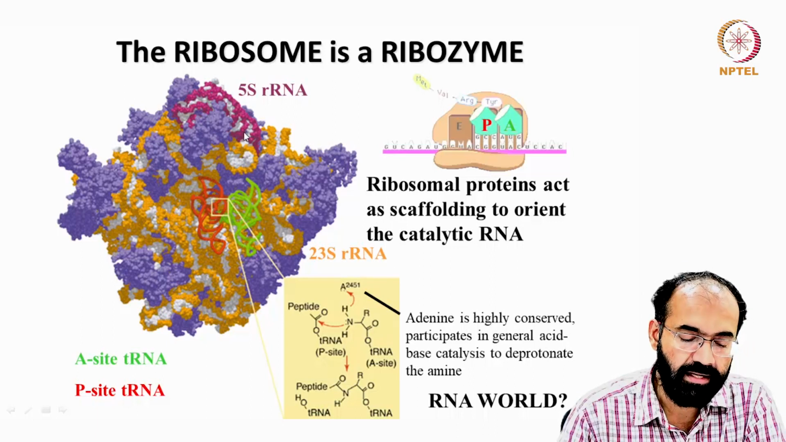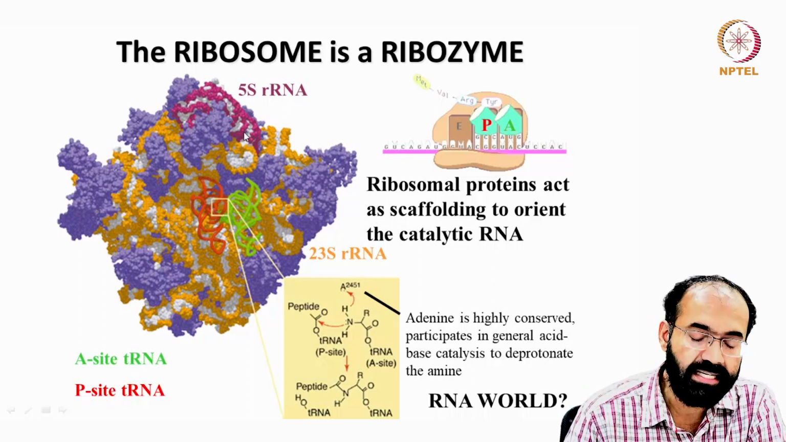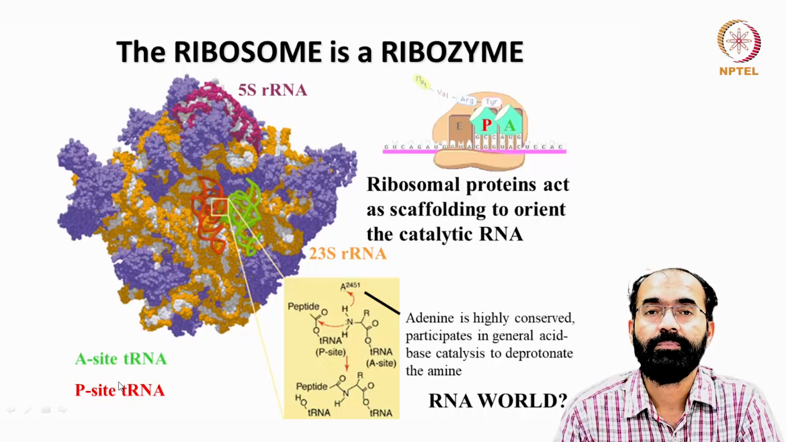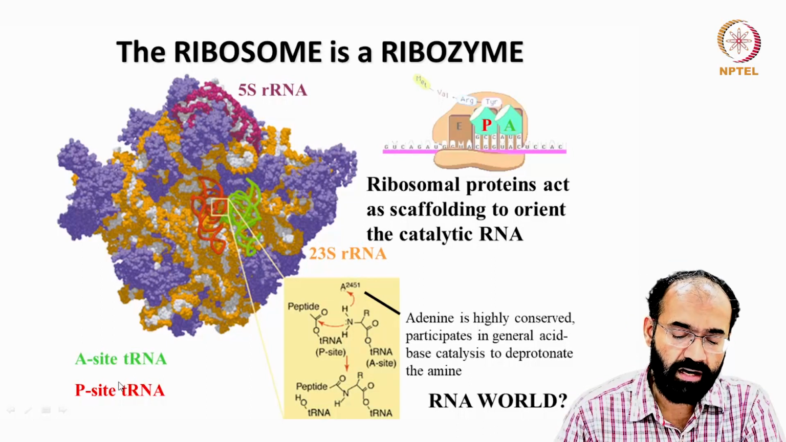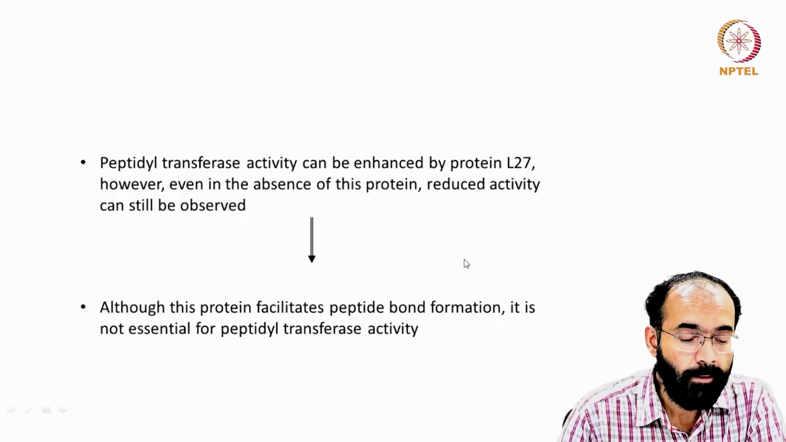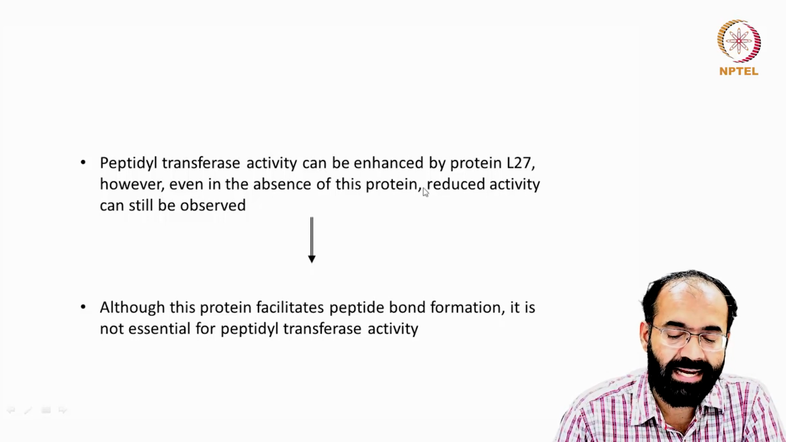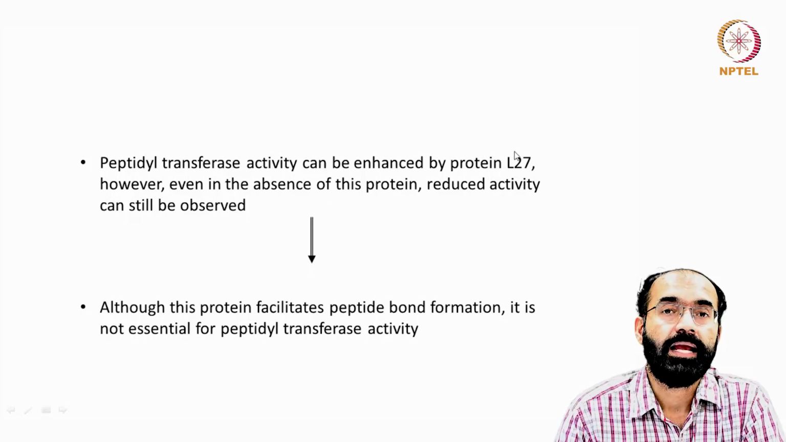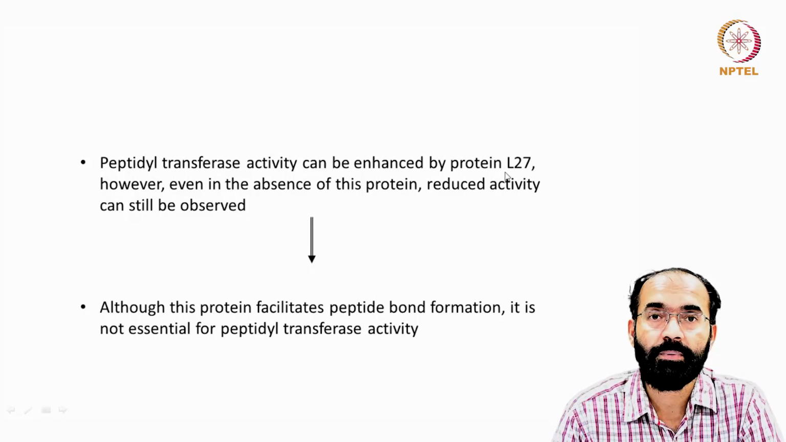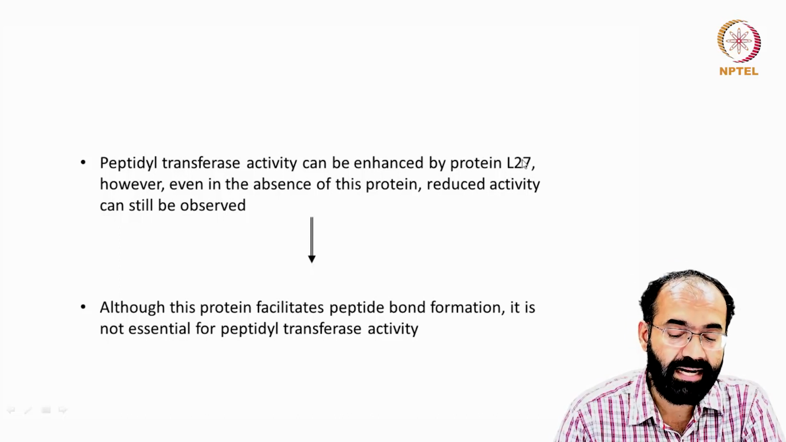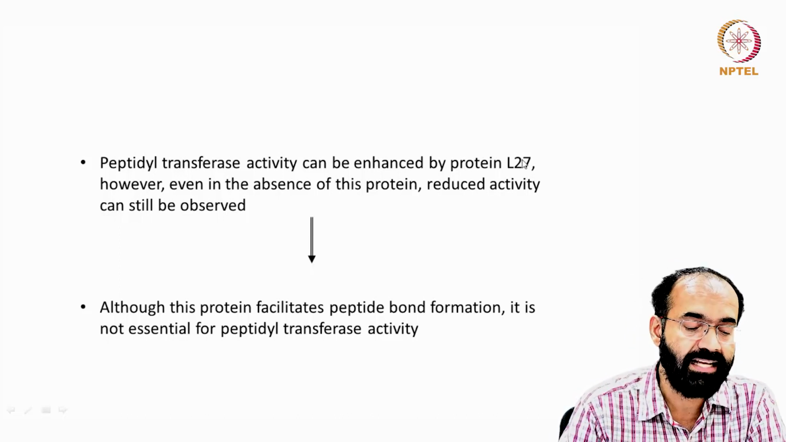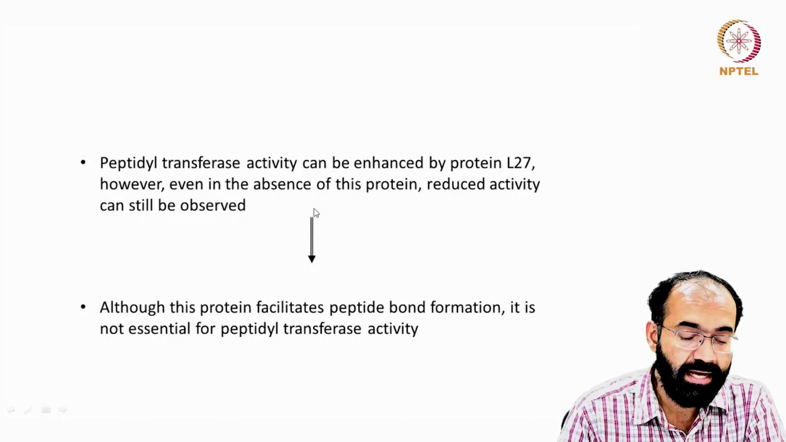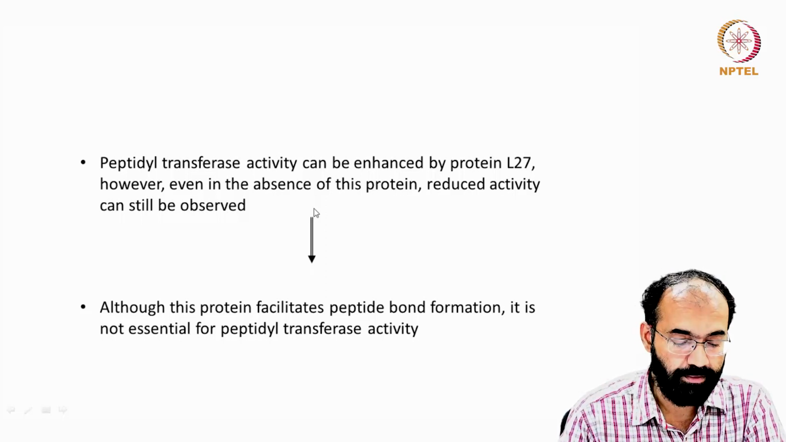This also we saw in the earlier class, that mainly it has got an A site and a P site, which is revealed from the structural crystallography studies. So the peptidyl transferase activity can be enhanced by a protein called L27. L27 stands for a ribosomal protein which does not participate in the peptide bond formation, but rather it is necessary for enhancing the activity. However, even in the absence of this protein, L27 protein, reduced activity can still be observed.